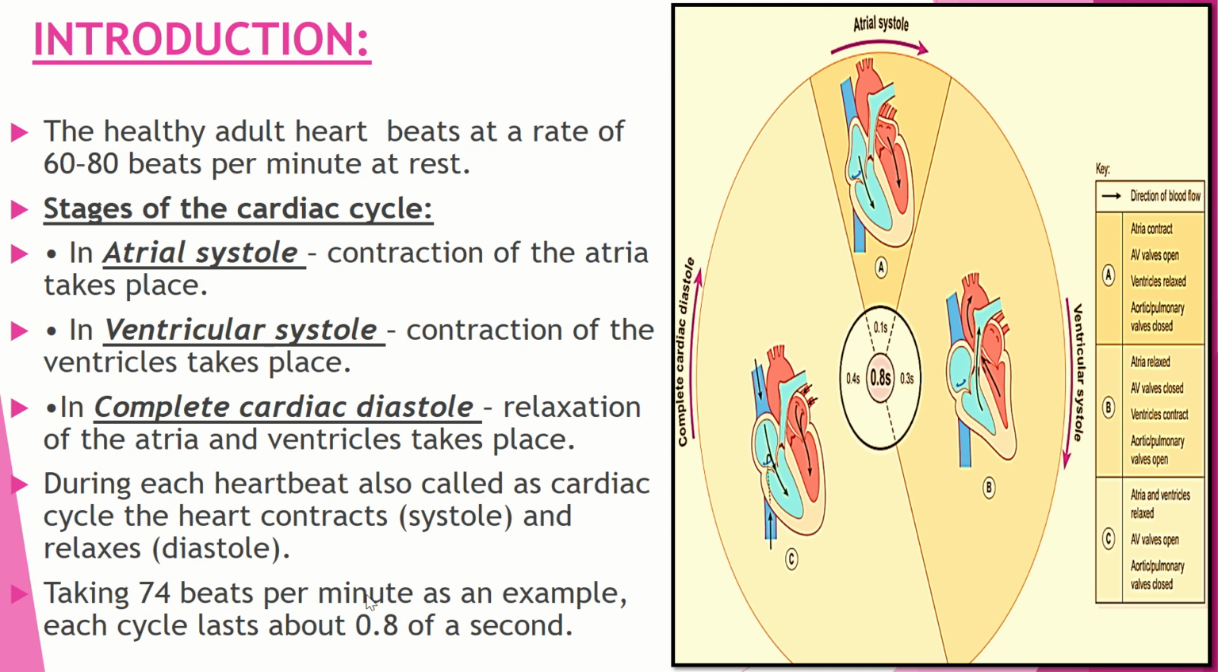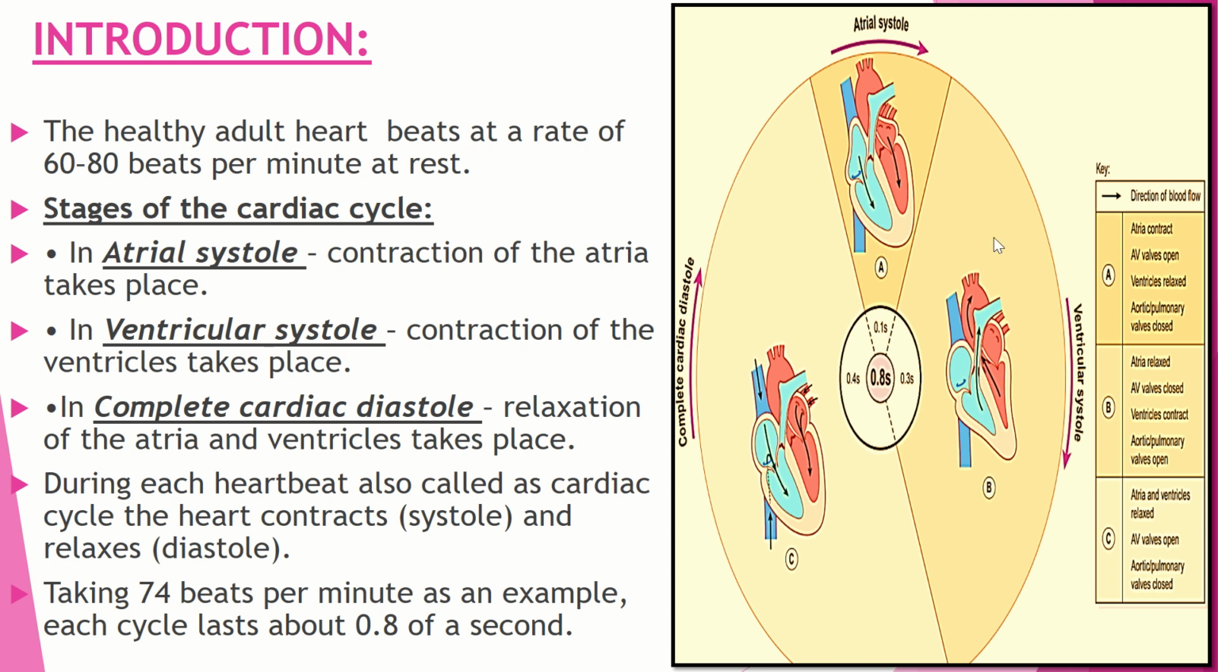Taking 74 beats per minute as an example, each cycle lasts about 0.8 seconds. So we are taking an average of 74 beats per minute as an example. When you see this diagram, the first one is called the atrial systole. It usually lasts about 0.1 second, not even 1 second, 0.1 second.